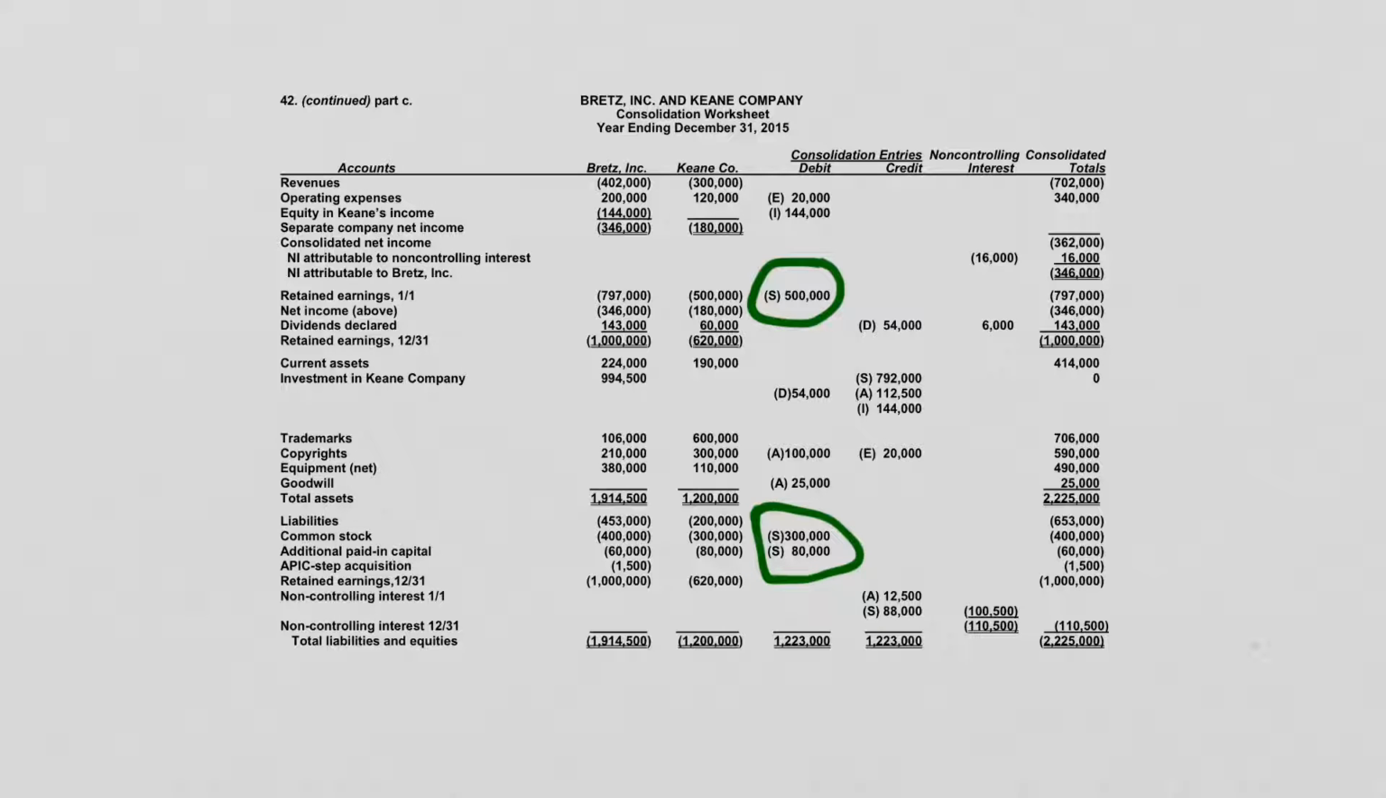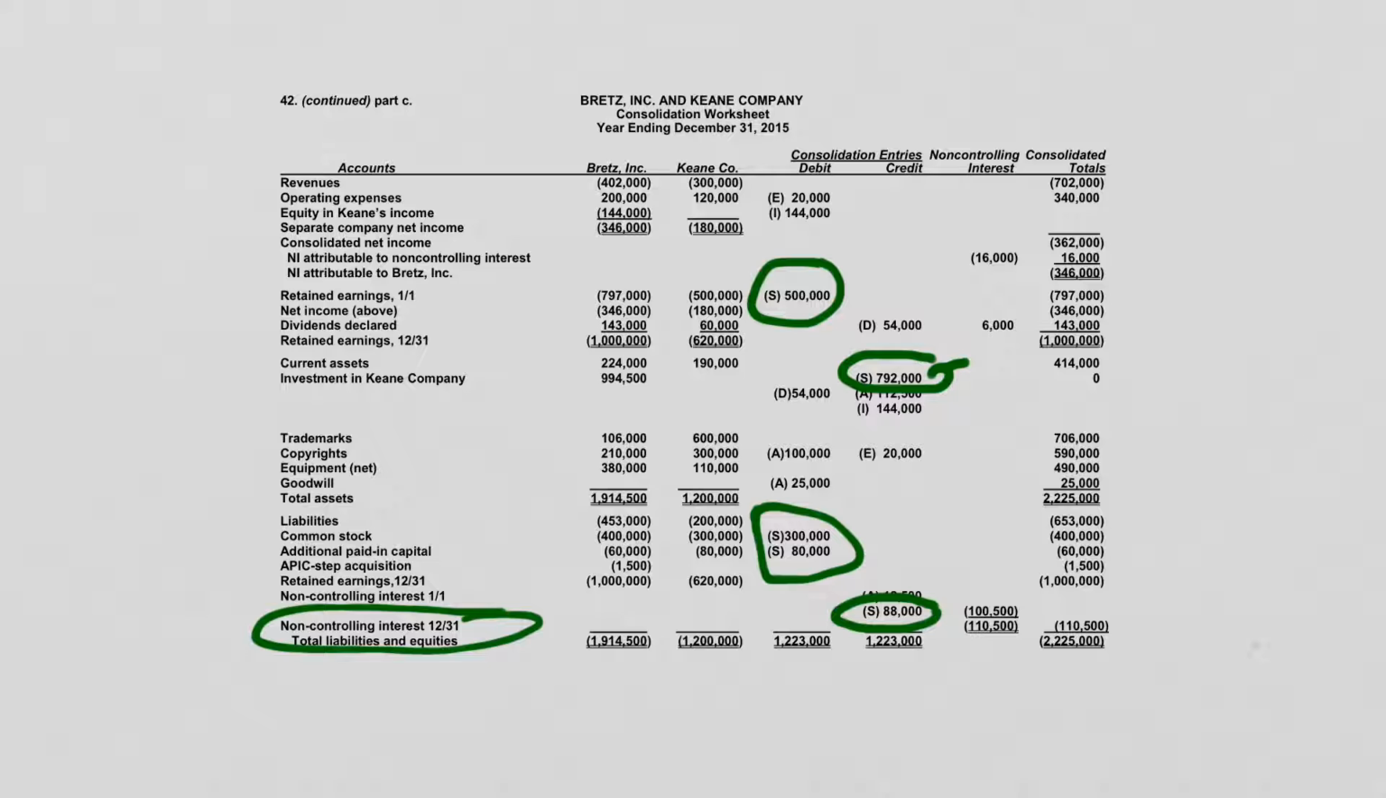80,000, 880,000, that is the debit side. 90% of that is 792. So that goes as a credit to the investment account. And then the difference between 880 and 792, I just subtracted the wrong numbers, but it turns out to be, when you do it right, 88,000. And there you see the S entry as a credit to the non-controlling interest.